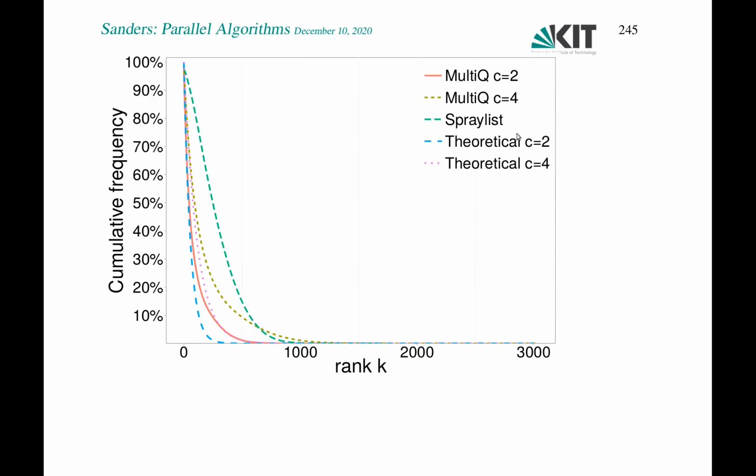There's also a simplified theoretical analysis here that matches the actually observed values fairly well initially, but not for the tails. And probably the tails are due to locking, where occasionally you find locked elements and have to go somewhere else, and then you get worse results.